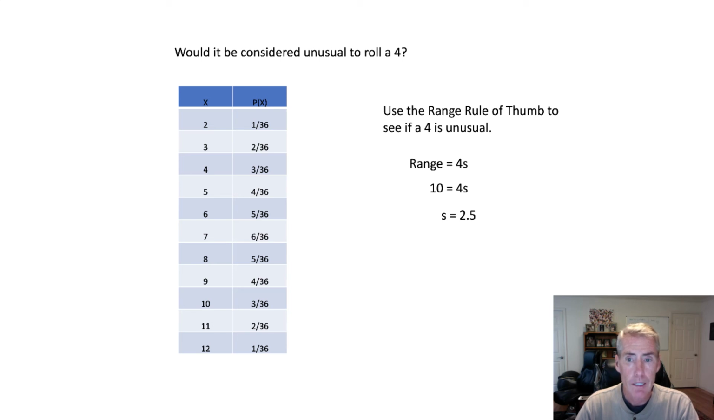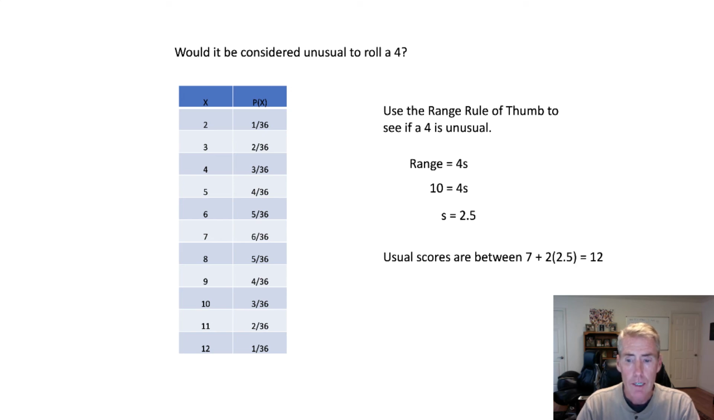Now keep in mind, on that previous page, it took me quite a while to square all those numbers and then add up the fractions and then do the formula, and I got 2.438. Well, here, with just 2 steps of easy algebra, I was able to get 2.5, which is really close. So this range rule of thumb can be helpful to save you some time if you don't have time to find the standard deviation. Okay, now we're going to use the 2.5.